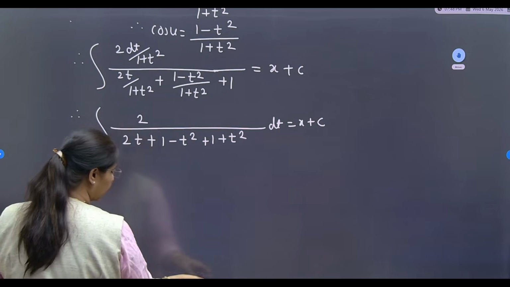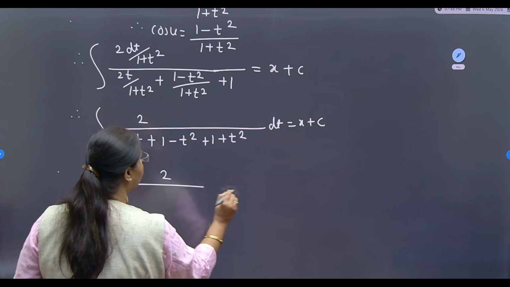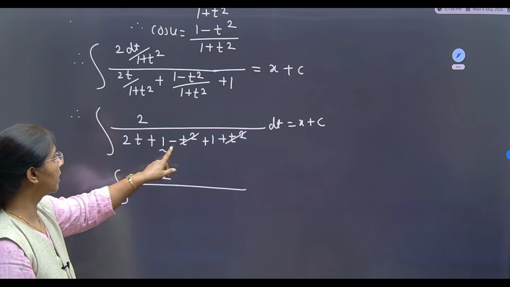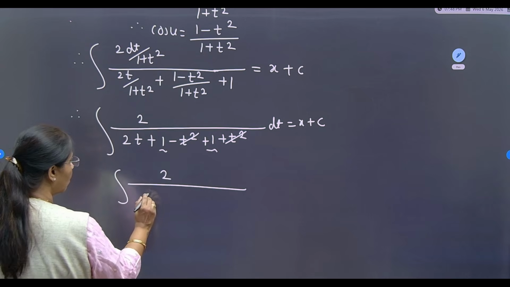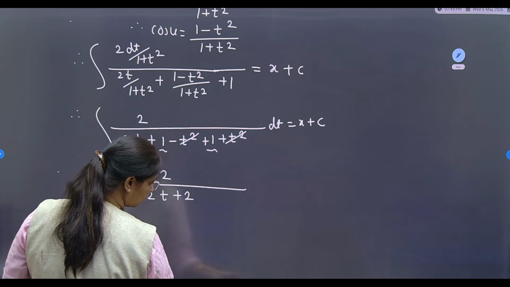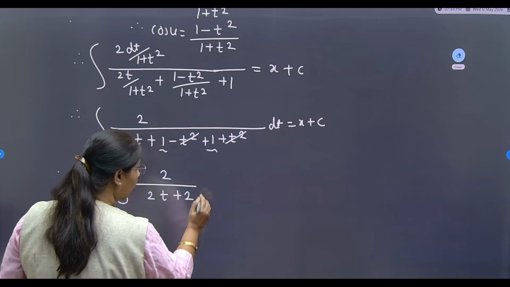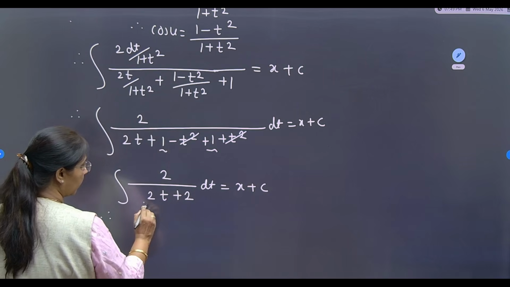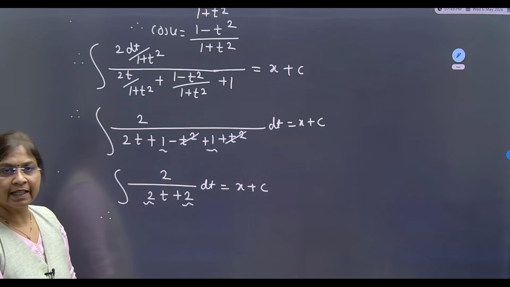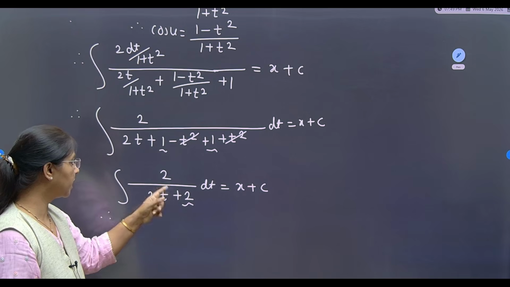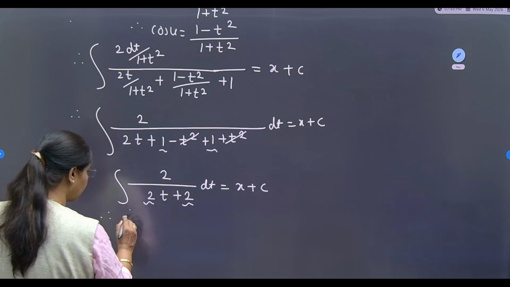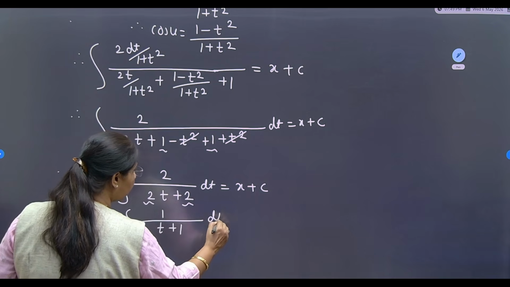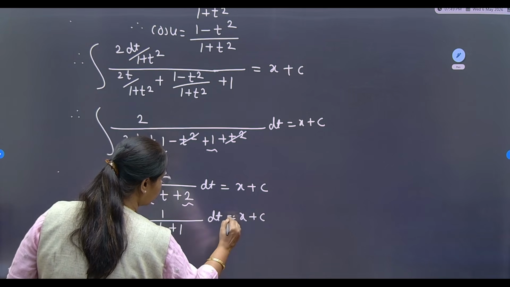The t² and minus t² cancel. 2t + 1 + 1 is 2t + 2, so the integral of 2 dt/(2t + 2) = x + c. Taking 2 common from the denominator, 2 and 2 cancel. Therefore, the integral of 1/(t + 1) dt = x + c.